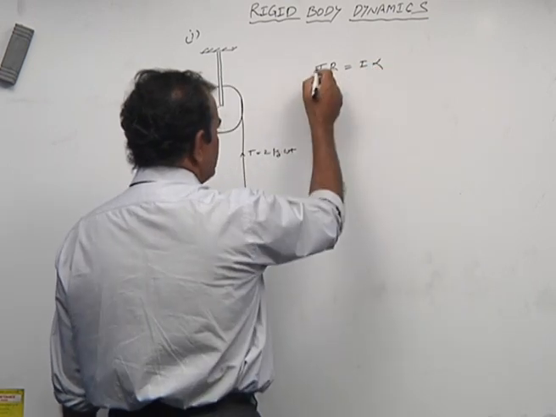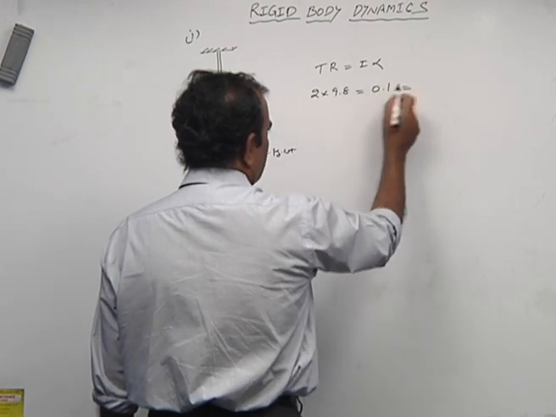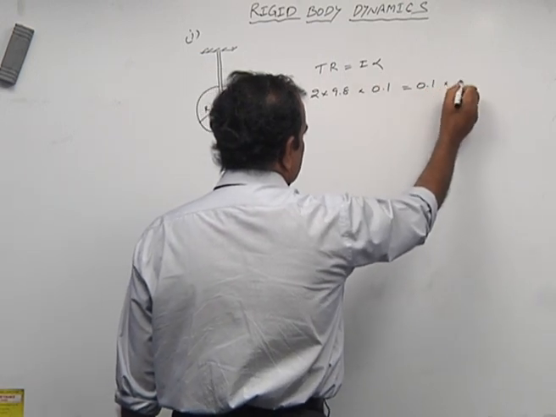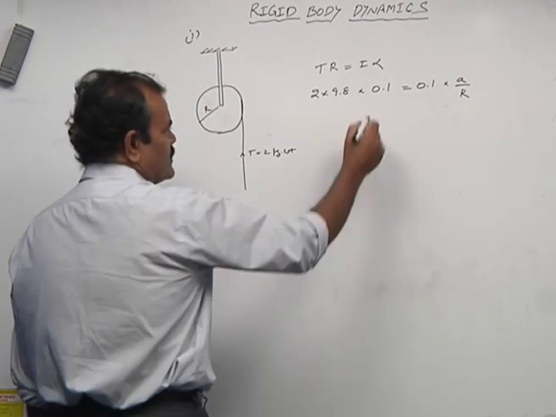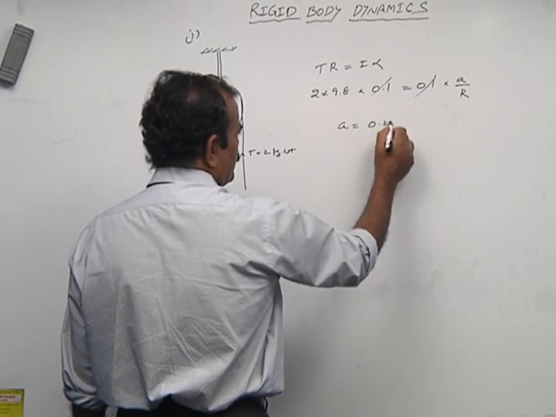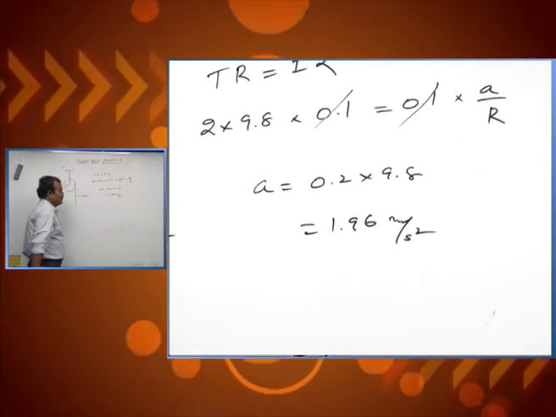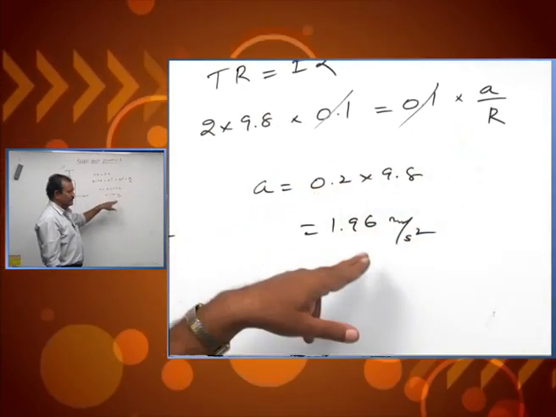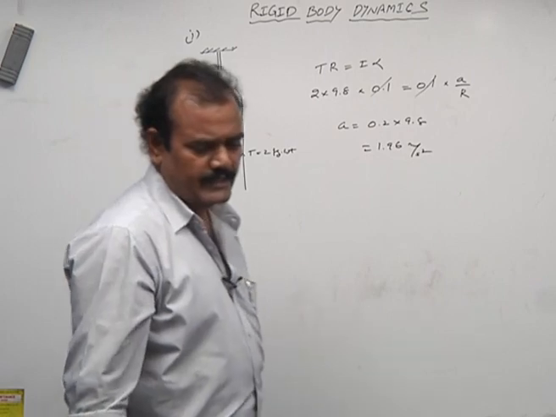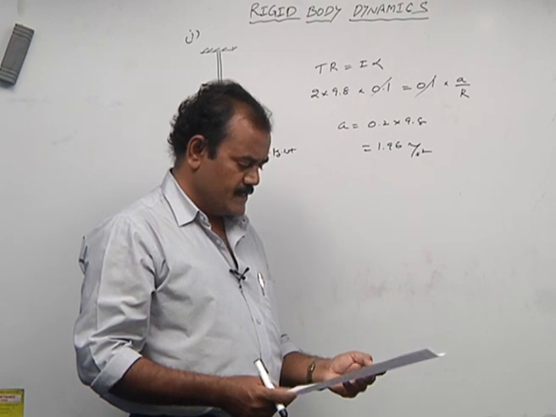TR is equal to I alpha, with the 2 kg weight directly taken, so 2 into 9.8, and R is already known, 0.1. alpha is equal to a by R, and here that 0.1 will be cancelled. So a is equal to 0.2 into 9.8, that becomes 1.96 meters per second square, because R is equal to 0.1. So that's why 1.96 meters per second square. Now the acceleration is completed for this problem, and thereafter we come to the next problem.